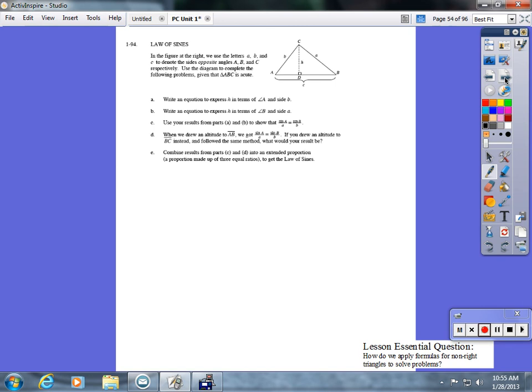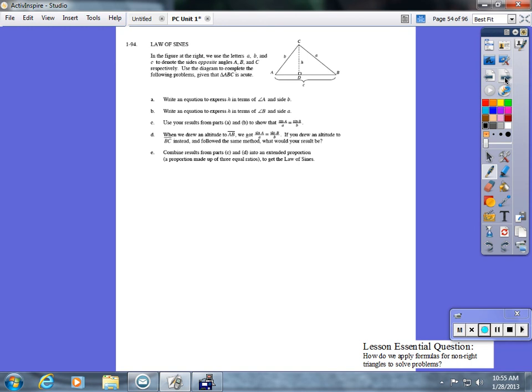Next is law of sines. Figure at the right, we use letters A, B, and C to denote the sides opposite angles A, B, and C respectively. Use a diagram to complete the following problems, given that triangle ABC is acute. So write an equation to express H in terms of angle A and side B. Now typically when you're proving something, they would not guide you step by step. However, this is intended to be a classwork problem. I'm going to guide you through it.